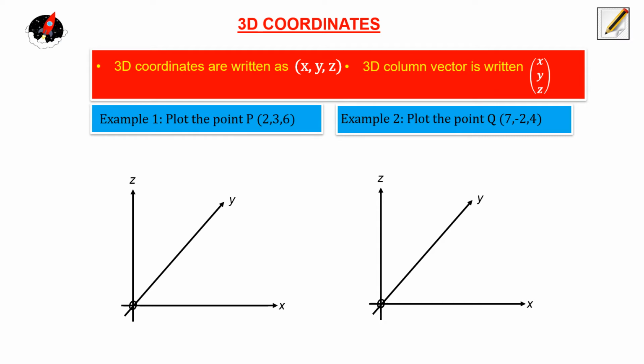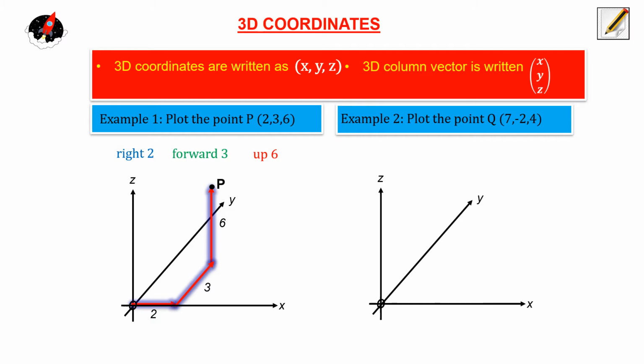So let's have a look at some examples. Example 1, we're asked to plot the point 2, 3, 6. So starting at the origin, that means we're going to go right 2, forward 3, and then up 6, since these are all positive numbers, and that would give us the position of our coordinate P. If we look at example 2, we have the coordinate Q, which is 7, minus 2, 4.